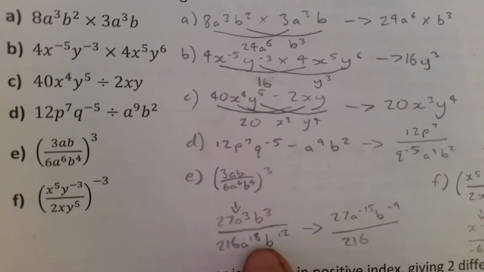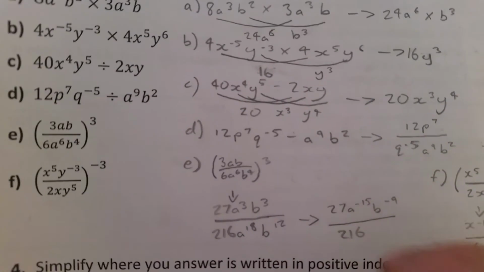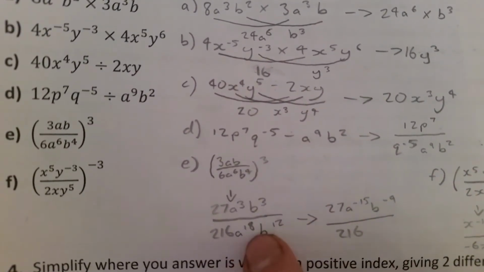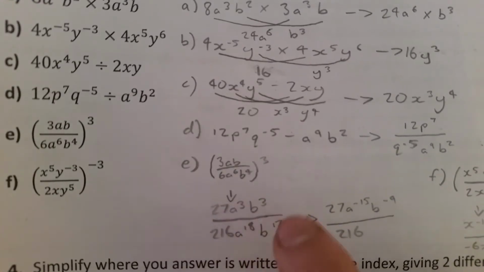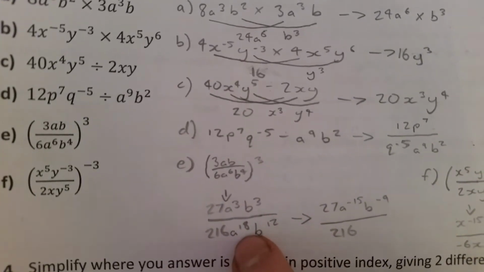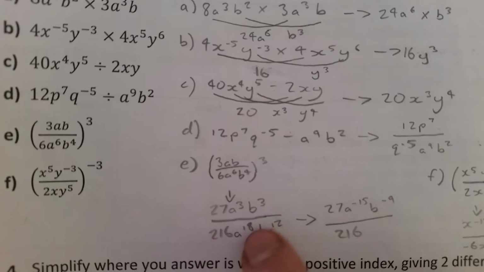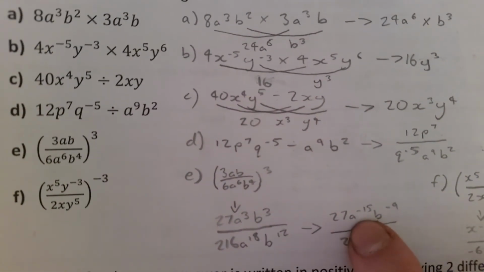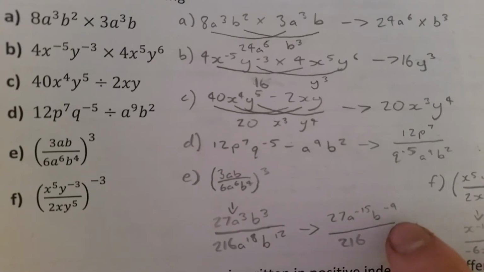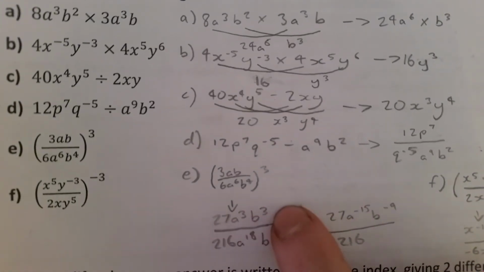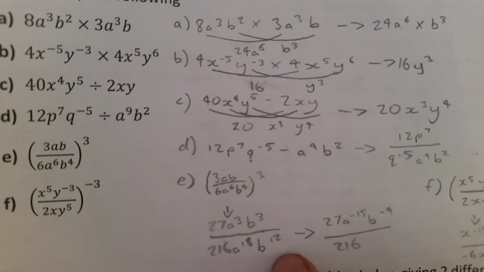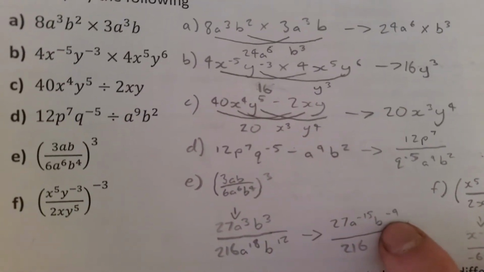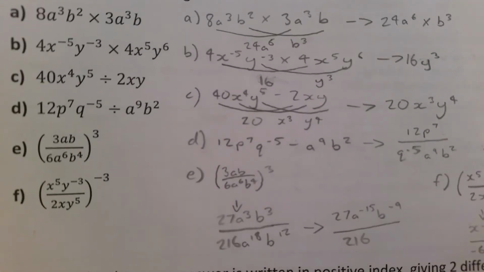so you got 27, so the 216 stays at the bottom. Now the a here, a over 18, so it's a3 minus a to the power of 18. So that would become a negative 15, and then b is 3, b to the power of 3 minus b to the power of 12, which would become b over 9 when you bring it up.